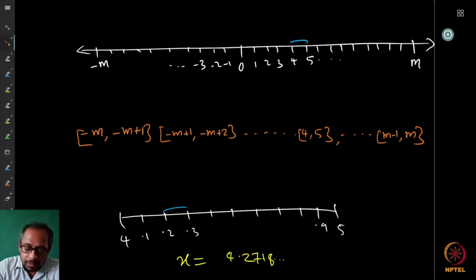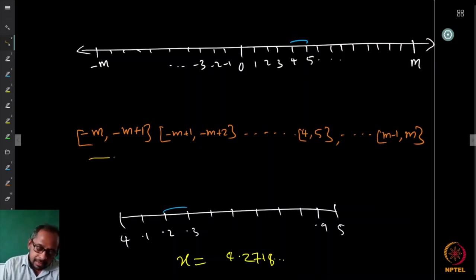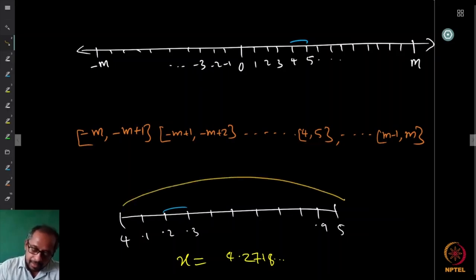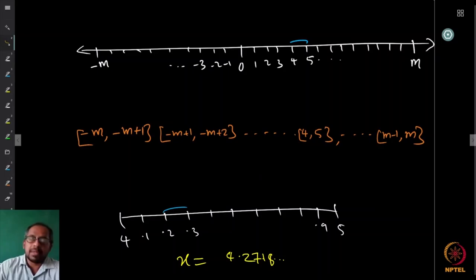So then what do we do? From this we selected 4 to 5, which contains infinitely many. Now the limit point that I am going to define is going to be 4 point something. Because 4 to 5 contains infinitely many, I take the interval 4 to 5 and divide it into 10 subintervals: 4.1, 4.2, etc., 4.9, and 5. So take these 10 subintervals.